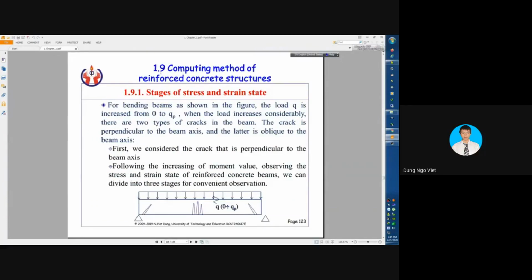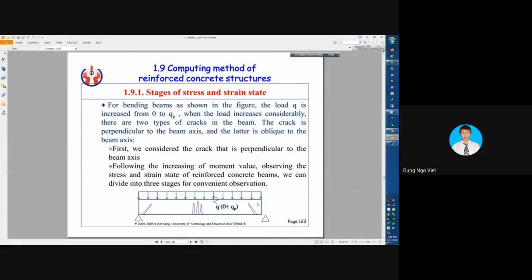Next, we will study the ninth part of chapter 1. And this is a very important part in this chapter. So let's focus on this part to understand the meaning. Computing method of reinforced concrete structures. At first, we will consider the stress and strain states.